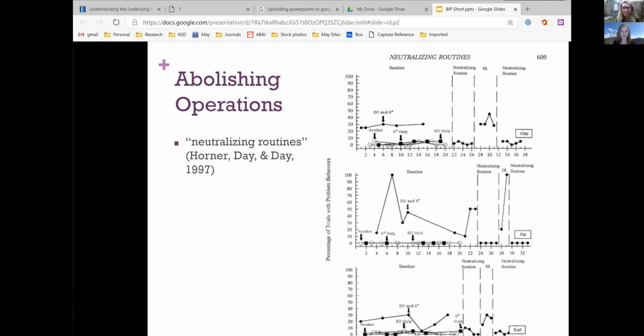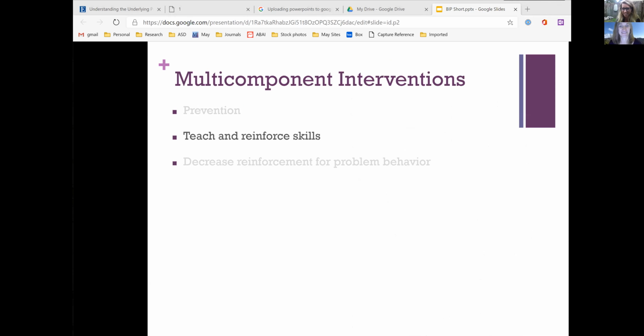And so all you have to think about is, and sometimes you just work with your student, what are some things that you can do that help dissipate the effects of that bad morning? That's all we're doing here. So I love neutralizing routines. I could talk about them all day, but I'm not going to in the interest of time. I'm going to keep on going.